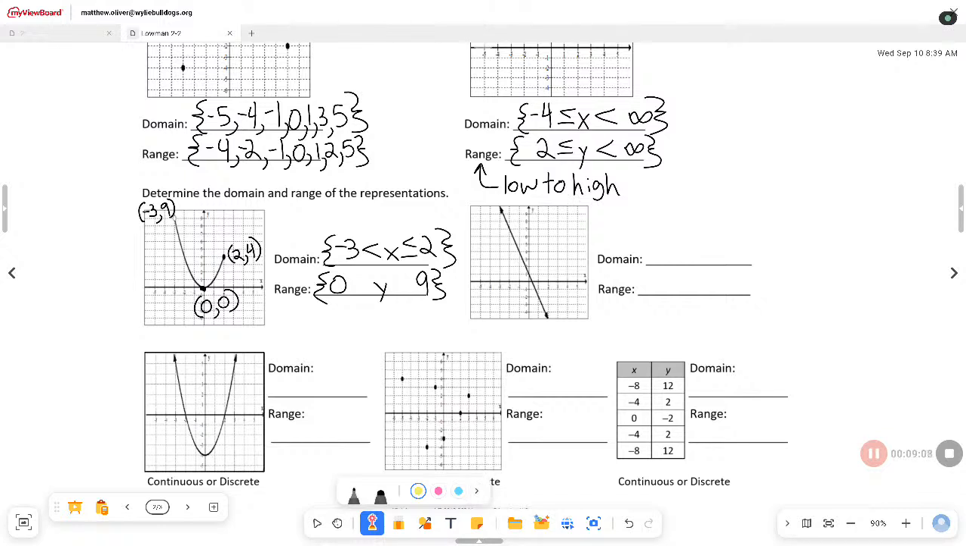And anytime I have a curve, it's going to actually touch that point. So think of that as a closed dot. We'll do less than or equal to. 9 up here doesn't have a closed dot, it's open, so we'll do it just as less than.